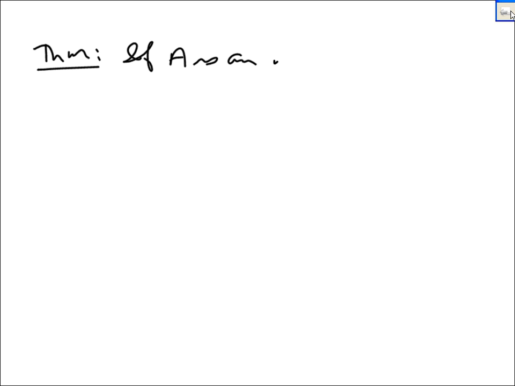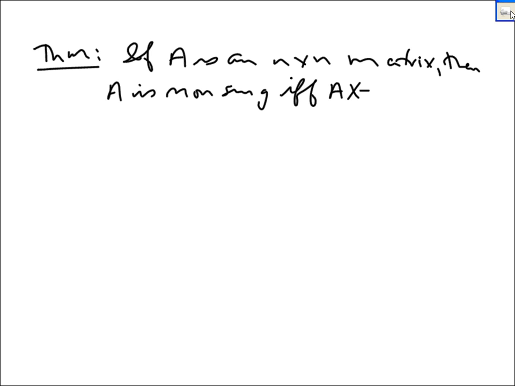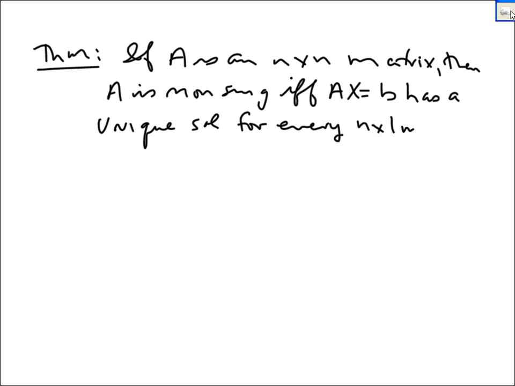If A is a square matrix, n by n matrix, then A is non-singular if and only if AX equals B has a unique solution for every n by 1 matrix B. Okay. If this always has a unique solution, regardless of what the right-hand side numbers are, then A is non-singular.